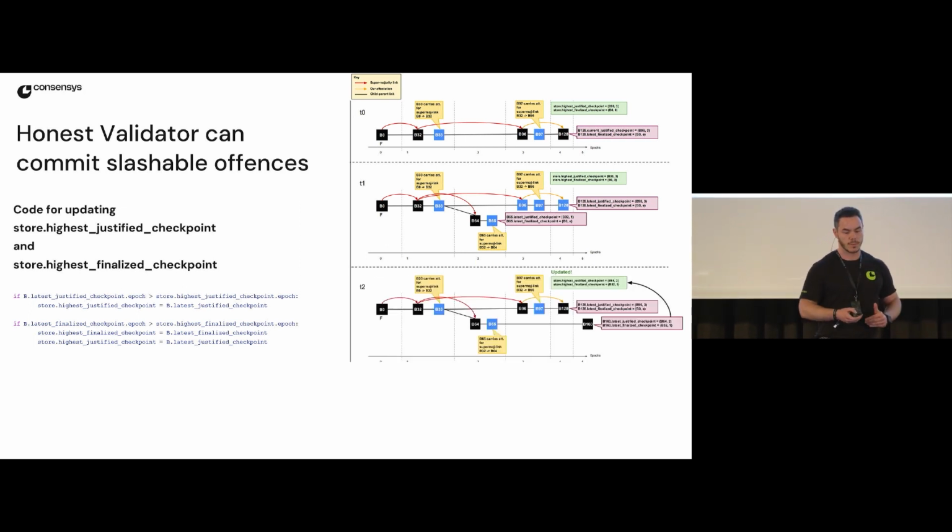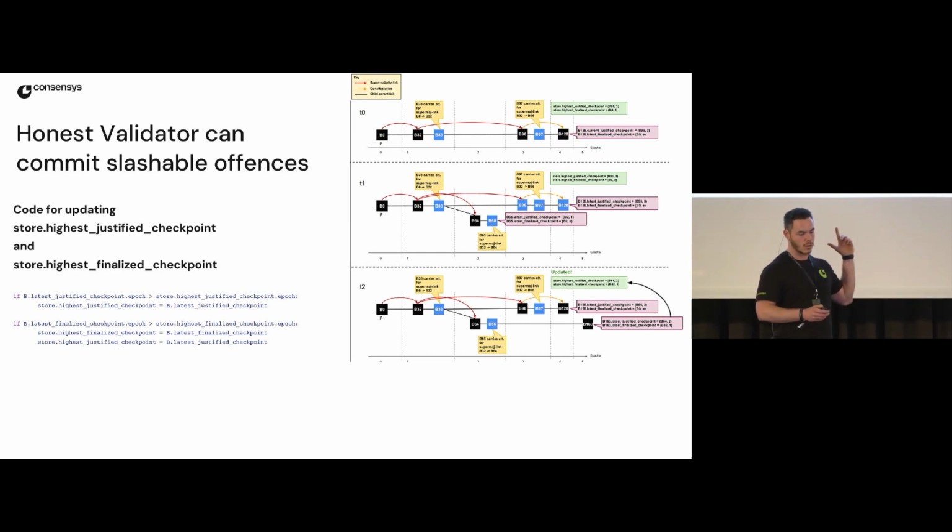Now what's going to happen is that we receive block B160. And in block B160, the latest finalized checkpoint, in this case, is B32, as B32 has a supermajority link to B64, and B64 is the latest justified checkpoint.